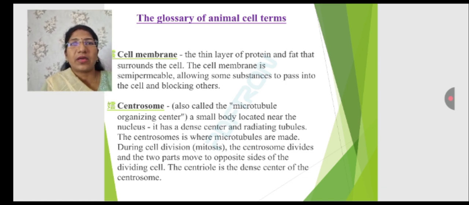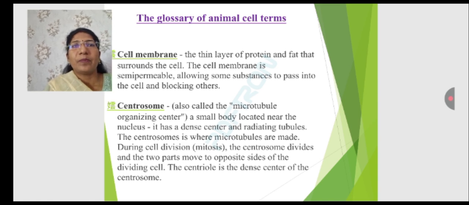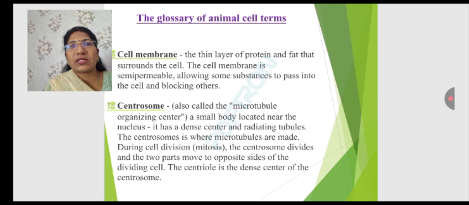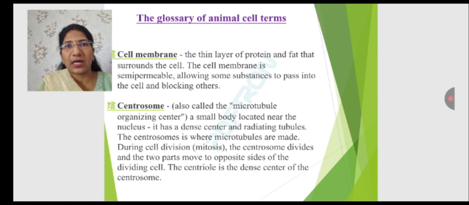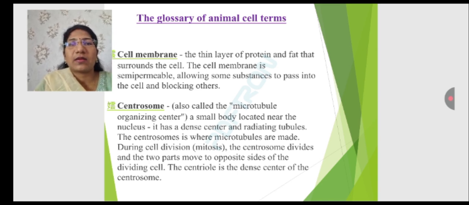Then we will see the glossary of the animal cell, the different terminology. First, the cell membrane. The cell membrane is a thin layer of protein and fat that surrounds the cell. The cell membrane is semi-permeable, allowing some substances to pass into the cell and blocking others.